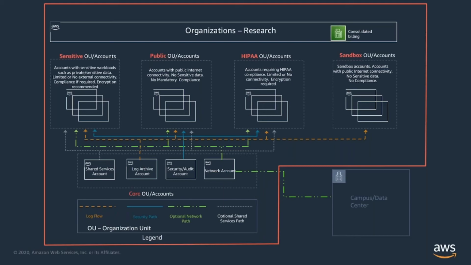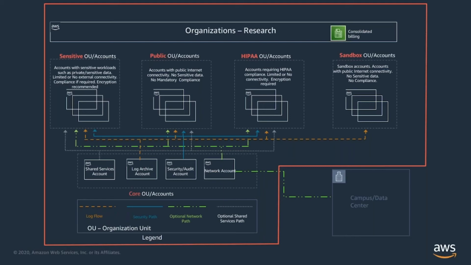Then we have multiple OUs, which I've considered in terms of data sensitivity or compliance. So for example, we have a sensitive OU. This is an OU where you would place all your accounts that are running sensitive workloads. This is where you don't want to have external connectivity to the internet or very limited connectivity, right? Compliance related workloads can be running in this. Encryption is recommended because the data is sensitive, right?